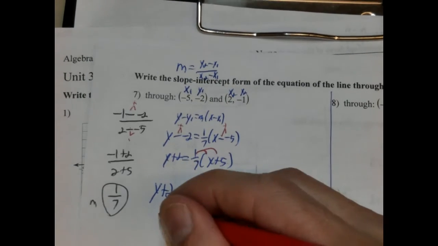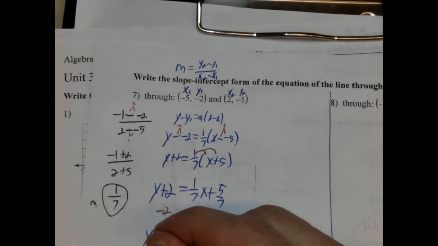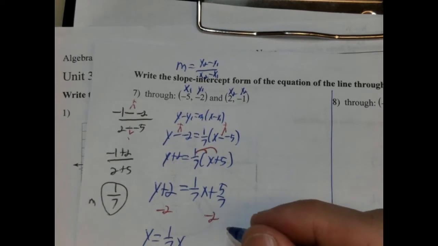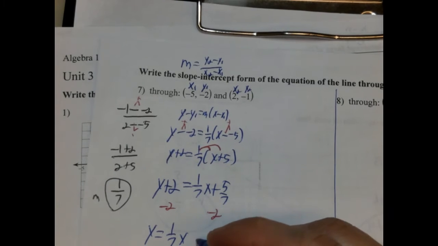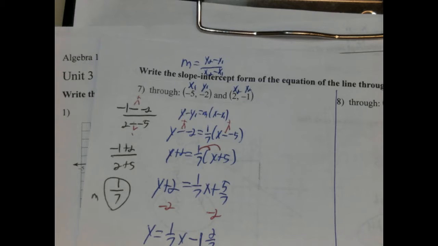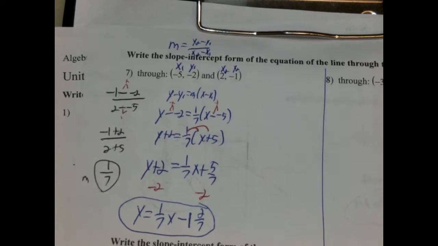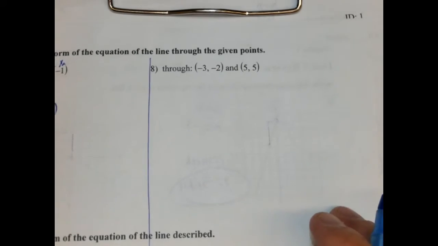We have to subtract 2 from both sides. So y equals 1/7 x minus 1 and 2/7. Yeah, that's right. Okay. Next one over here.